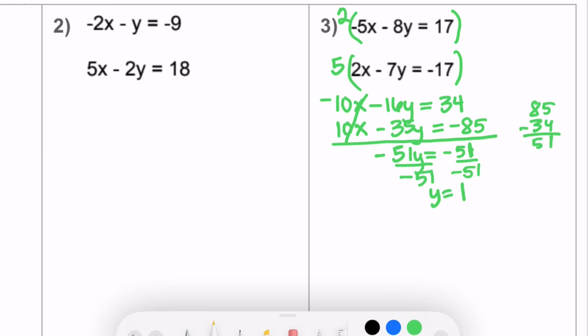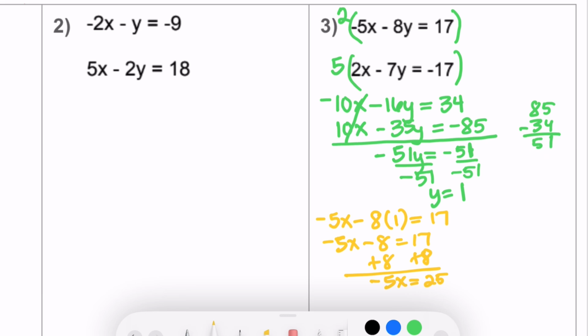So, let's pick another color. And so I go negative 5x minus 8 times 1 equals 17. Negative 5x minus 8 equals 17. Add 8 to both sides. Negative 5x is equal to 25. And x is equal to negative 5.